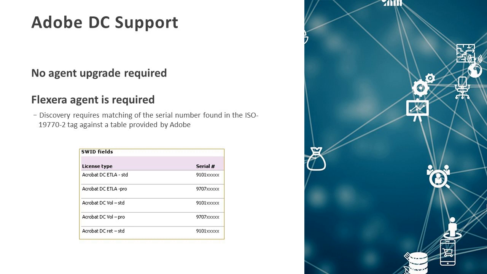You do not need to update the agent in order to do this, but you do need the Flexera agent. This is a capability that we have pulled through the agent. If you have other discovery capabilities that can specifically collect the serial number from ISO tags, we can handle that as well. But in order to do this collection, you do need our agent. We don't have any defined or validated understanding of other discovery sources that specifically collect this piece of information. Okay, so that was Adobe DC.